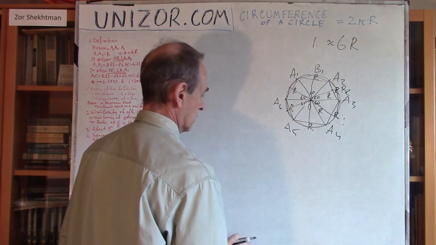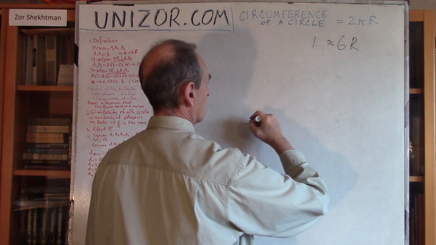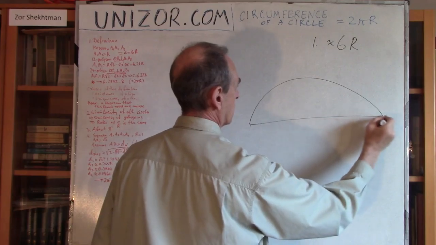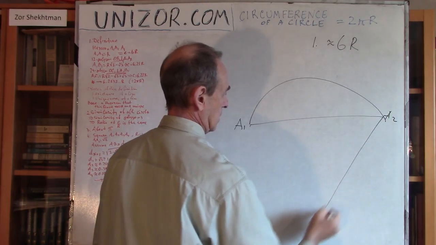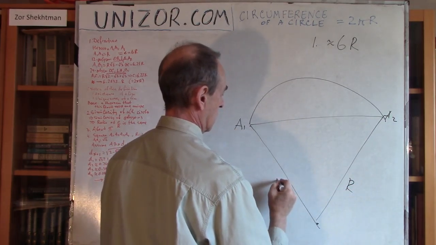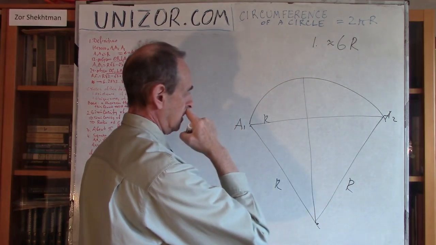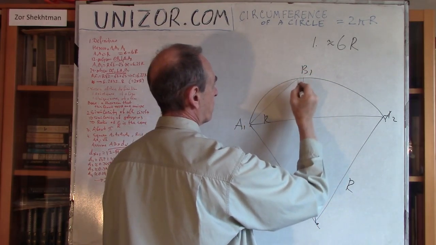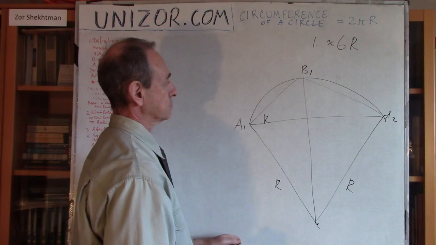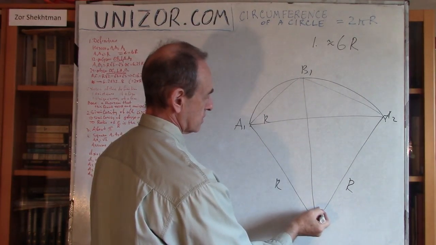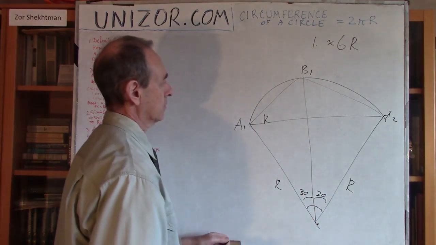Now let's think about the 12-sided polygon, and for this I will change my picture and make it a little bit bigger. So these are my A1, A2. This is my center. This is R, this is R, this is R. Now we have dropped a perpendicular here, got to B1. My purpose right now is to find what A1B1 is, based on whatever I know. Well, this used to be 60 degrees, right? So now this is 30, and this is 30. Okay, fine.